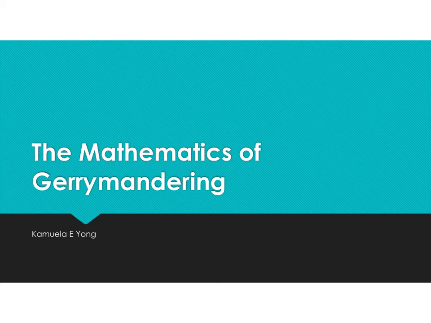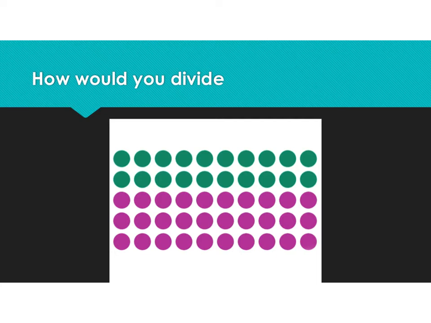Today we're going to talk about the mathematics of gerrymandering. Let's begin by considering this population of people who either identify as green or purple. How would you divide this group of 50 people into groups of 10? We have a total of 20 green people and 20 purple.